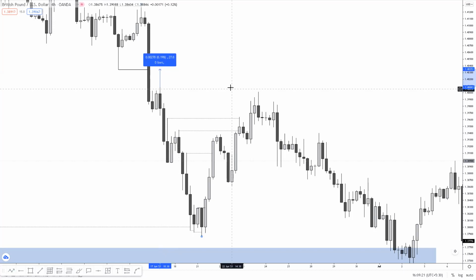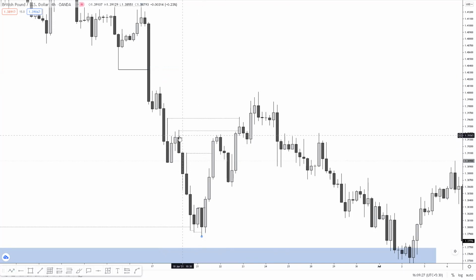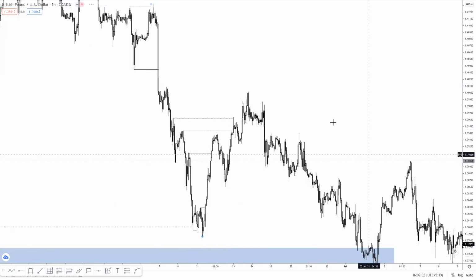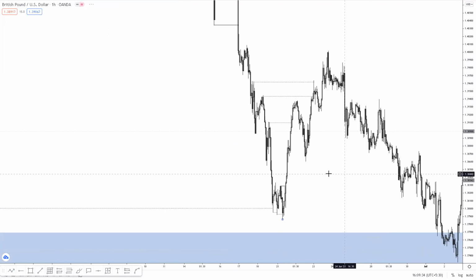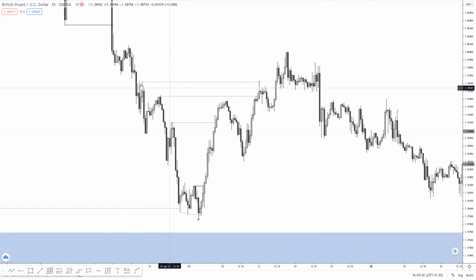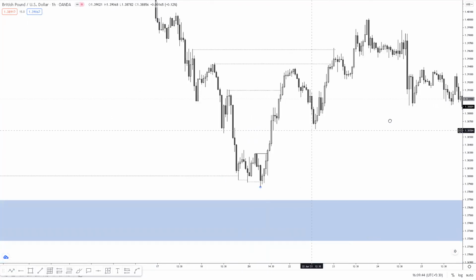I told you we should always choose the POI closest to the inducement. Now let's go back down to the 1 hour. Now we see this high has induced this high, and this high has induced this high, and then what happened, I'll tell it to you like this.